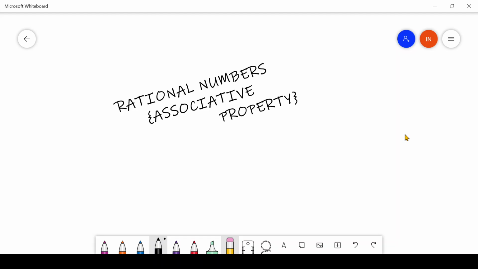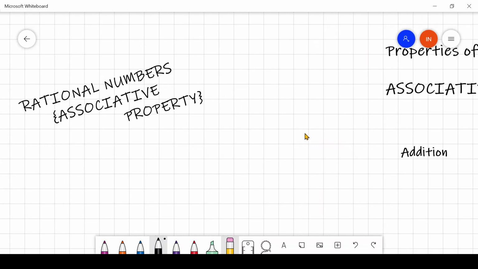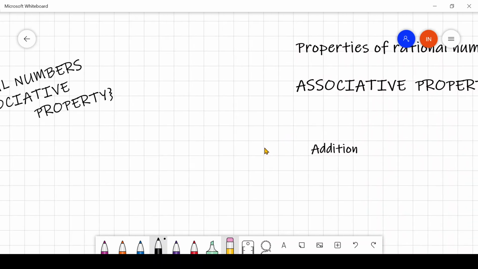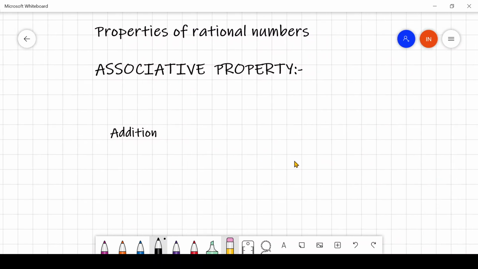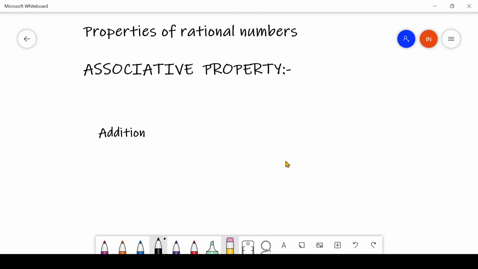Today we are going to discuss the associative properties of rational numbers. In the last session we have seen the commutative as well as the closure properties of rational numbers. So let us see the associative properties of rational numbers.